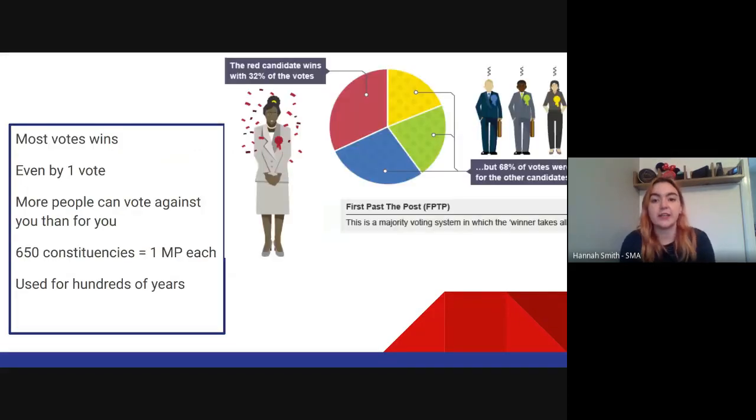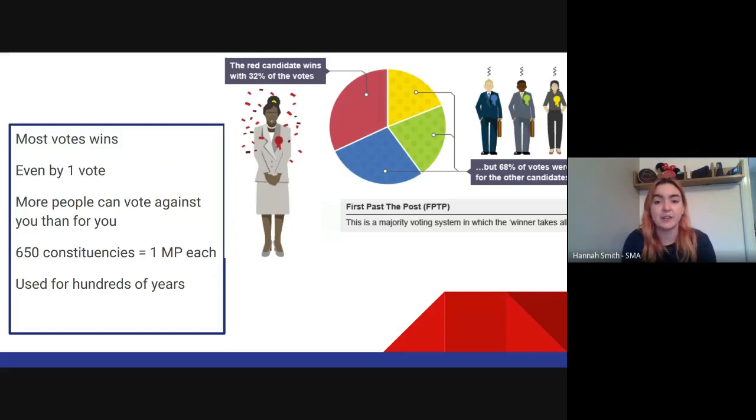What does this look like? Here's a diagram, again, for those who maybe prefer visual learning. This is from the BBC Bitesize website. There are 650 constituencies in the UK. They each get one MP, therefore we have 650 MPs in the House of Commons down in Westminster. This system's been used for hundreds of years. It's dead easy, dead basic.